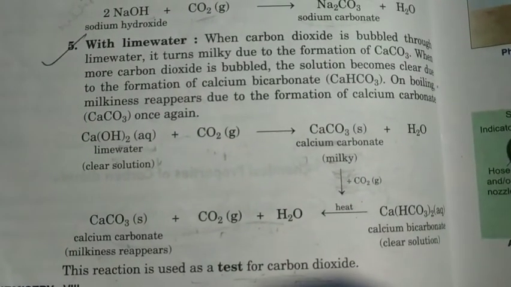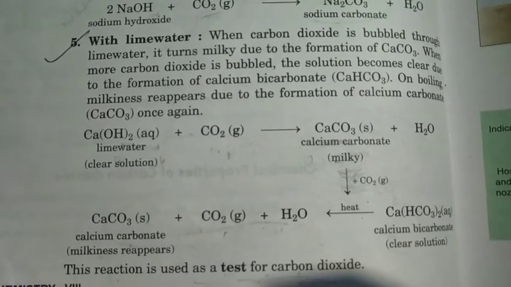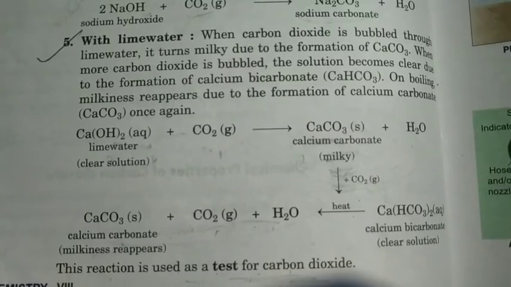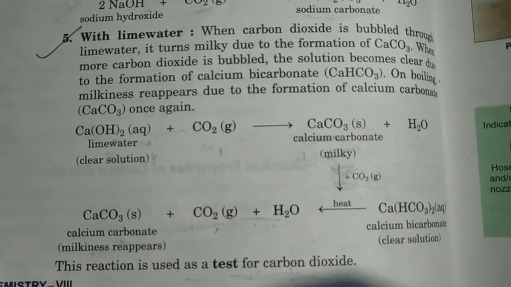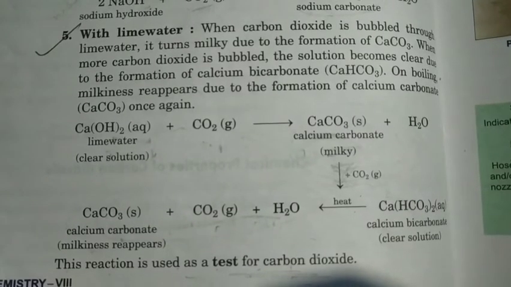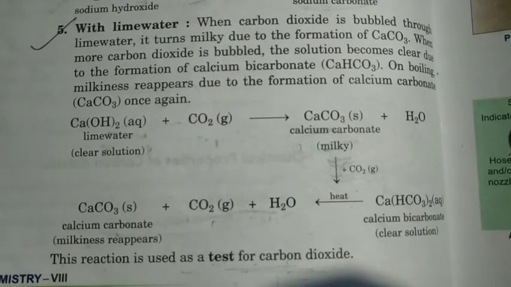With lime water, when carbon dioxide is bubbled through lime water, it turns milky due to the formation of calcium carbonate. You see the reaction: Ca(OH)2 plus CO2 forms CaCO3 plus H2O. Calcium carbonate is milky in nature. That is why when you pass carbon dioxide gas to lime water, it turns milky.